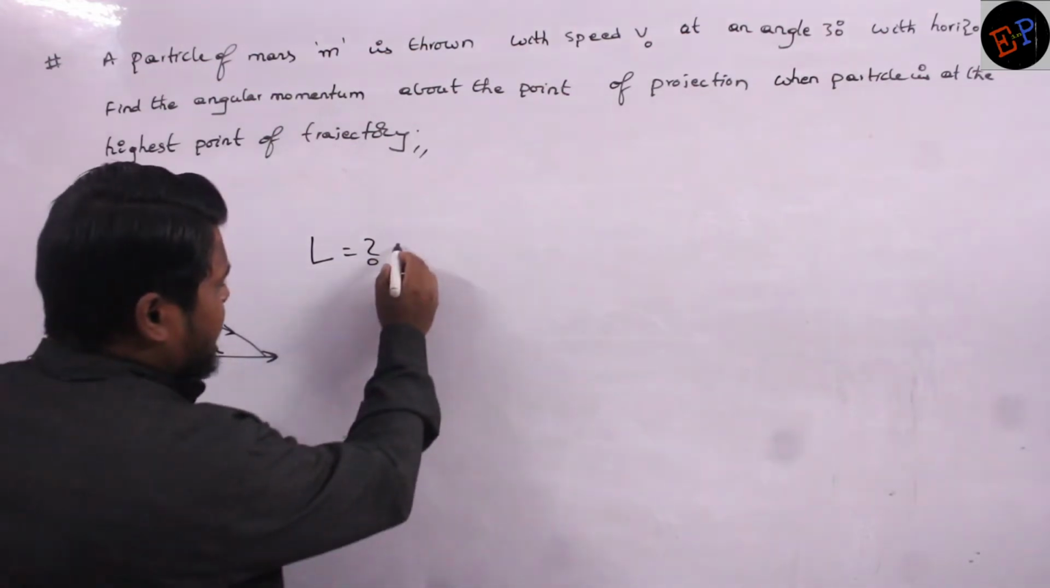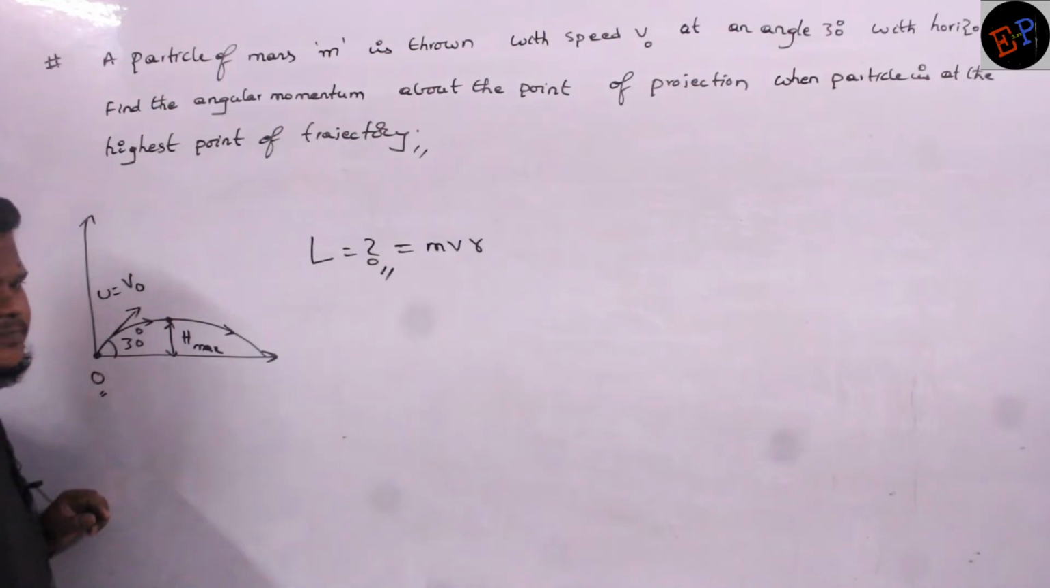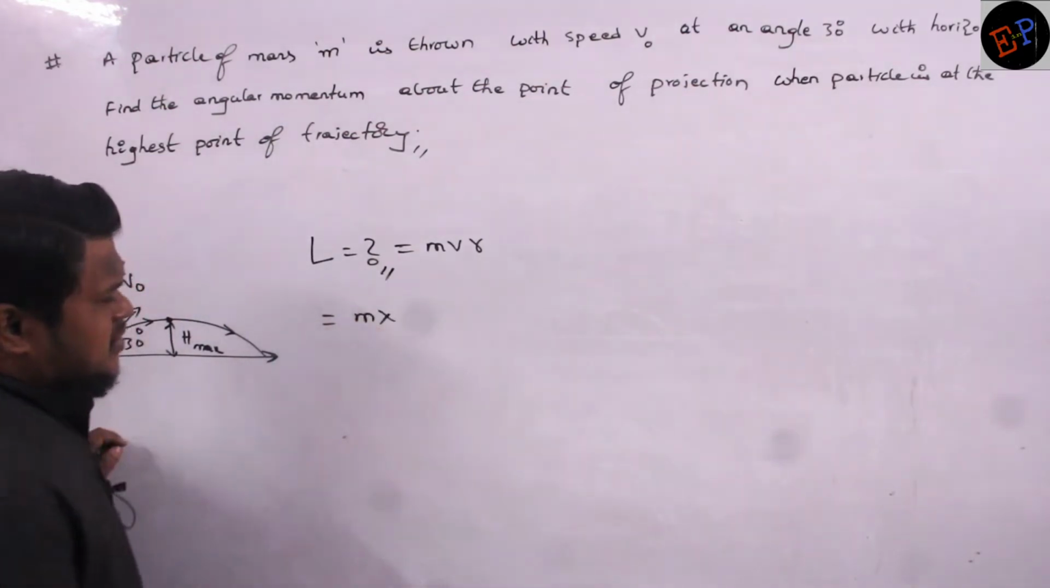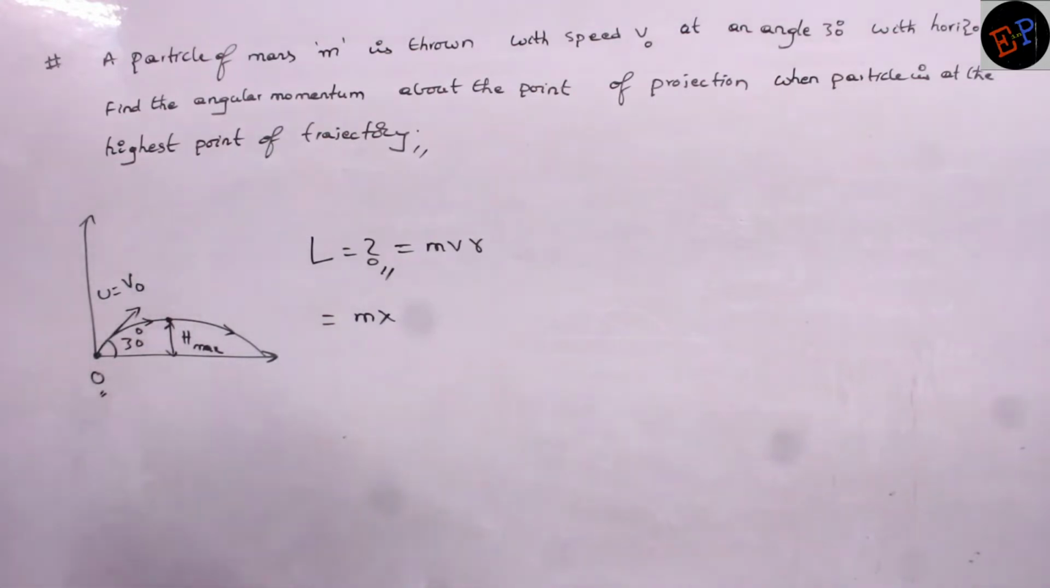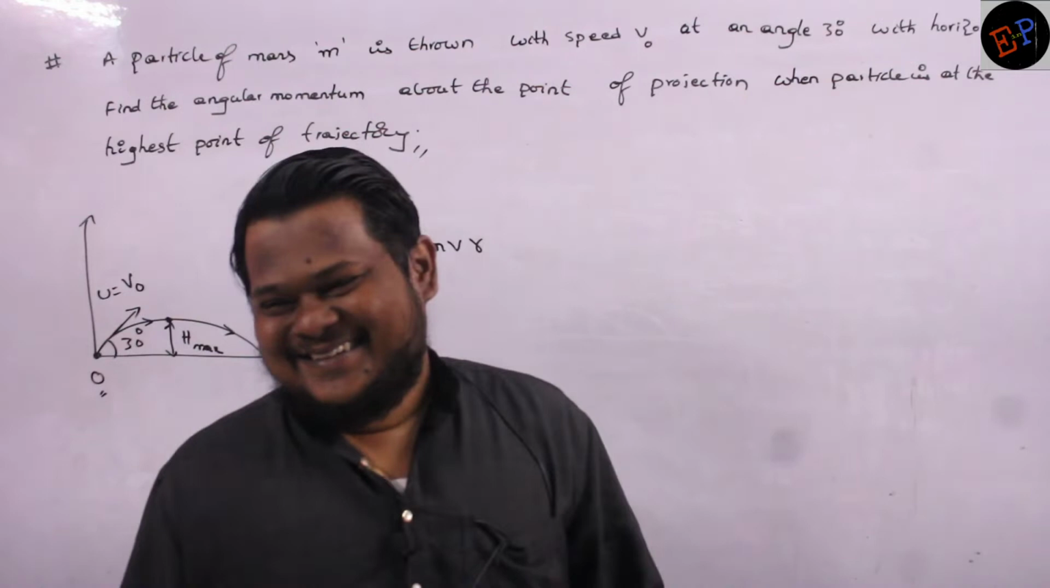So the angular momentum formula L is equal to m into v into r only, no? So write down, the mass of the particle is m. What is the velocity of the particle? Zero. At h max the velocity is zero.